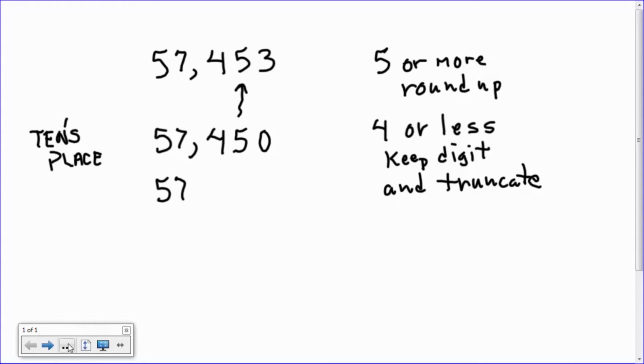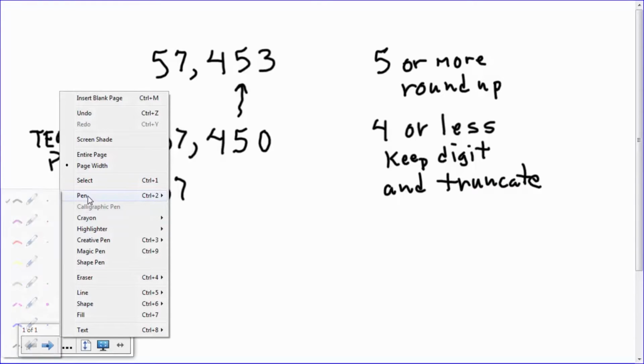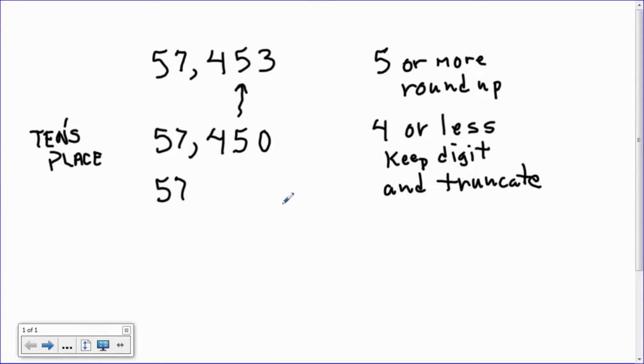Let me start back over and remind myself that I'm rounding to the hundreds place. So I'm looking at the 4, which is in the hundreds place. I look at the digit immediately to the right of it. It's a 5. It's 5 or greater. So I take the 4 and I round up. In other words, I increase it by 1 and make the remaining digits 0. That's the meaning of truncate.